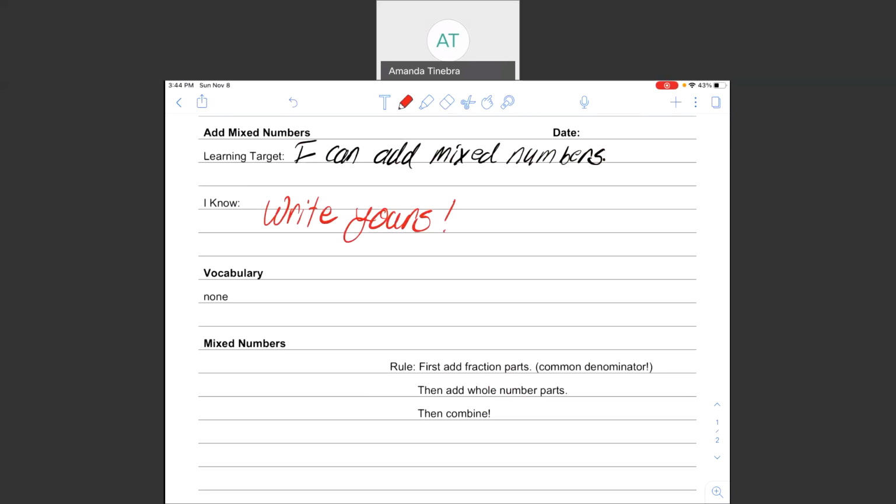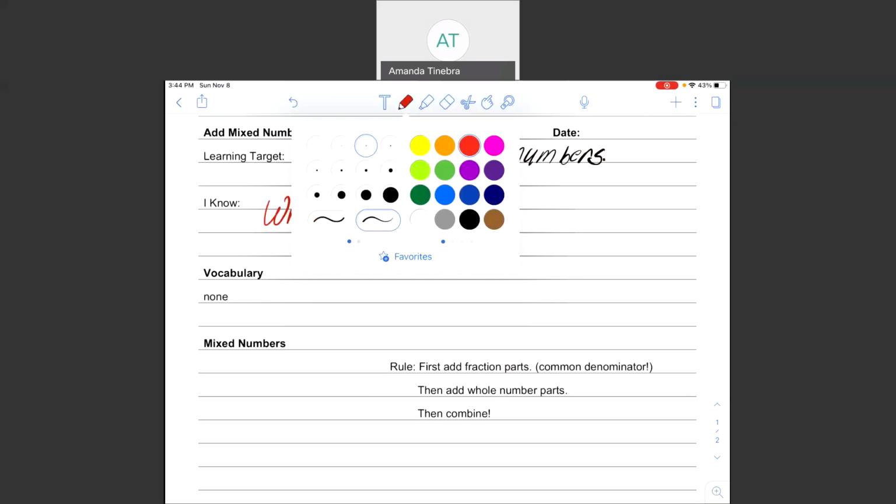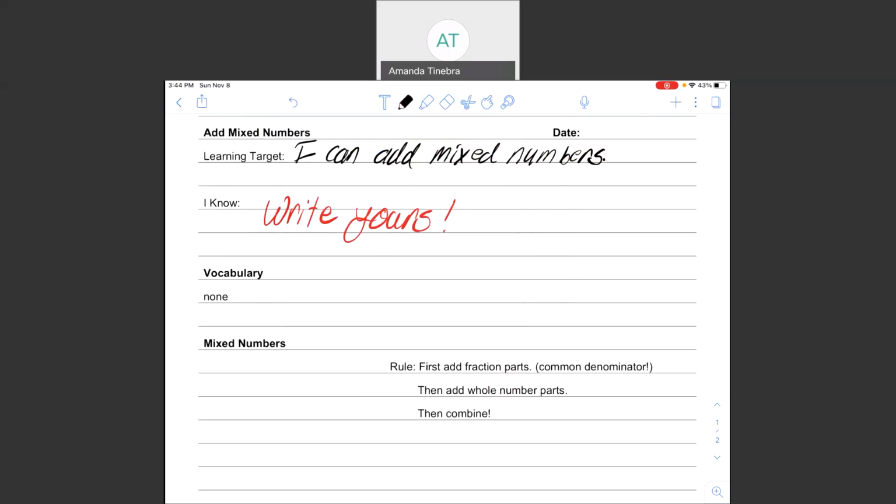We are going to talk about adding mixed numbers. Our last video was about adding and subtracting just proper fractions. Today we're going to continue and we are going to study mixed numbers. So our learning target today is I can add mixed numbers.